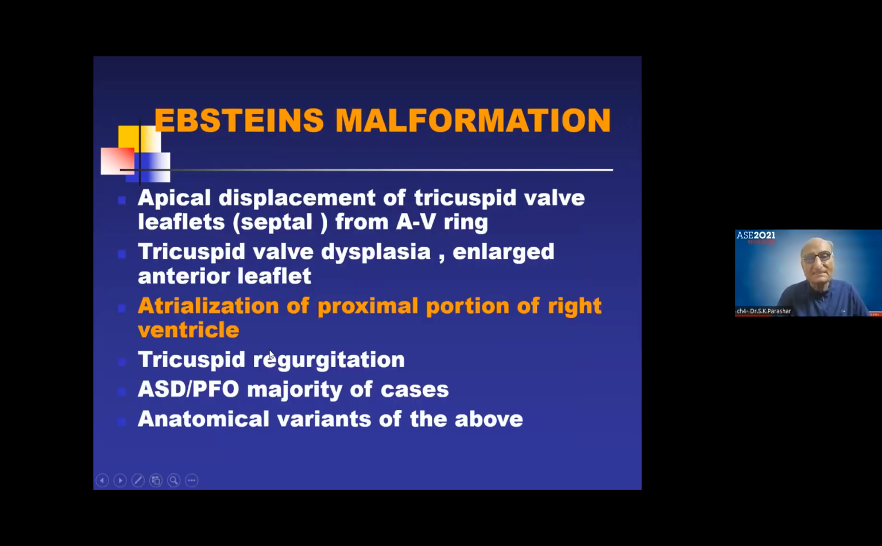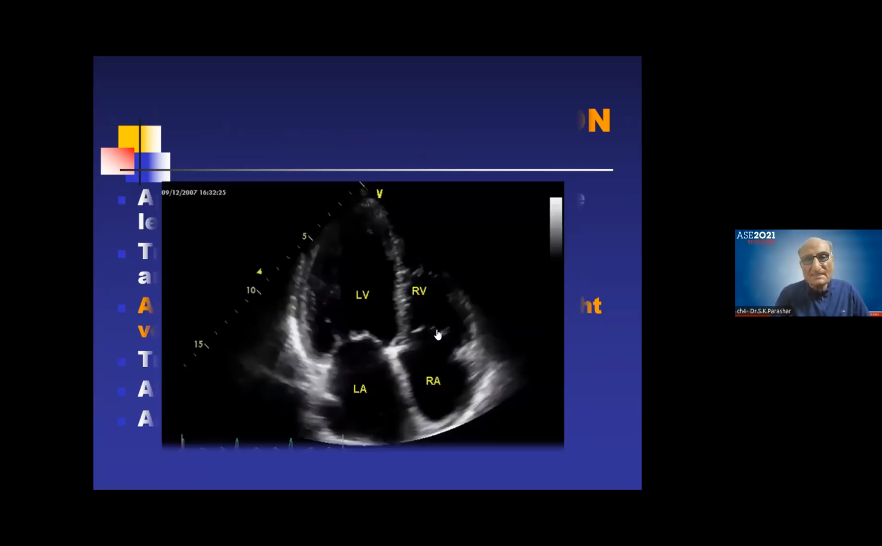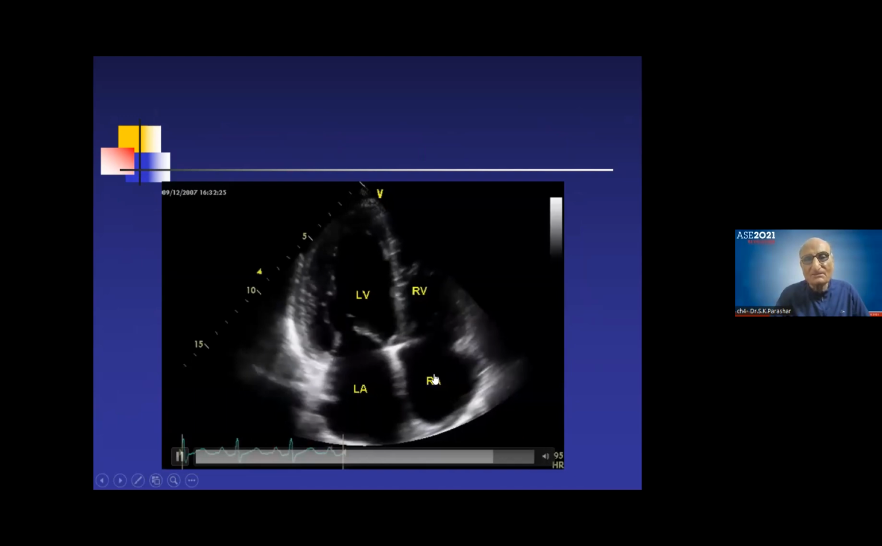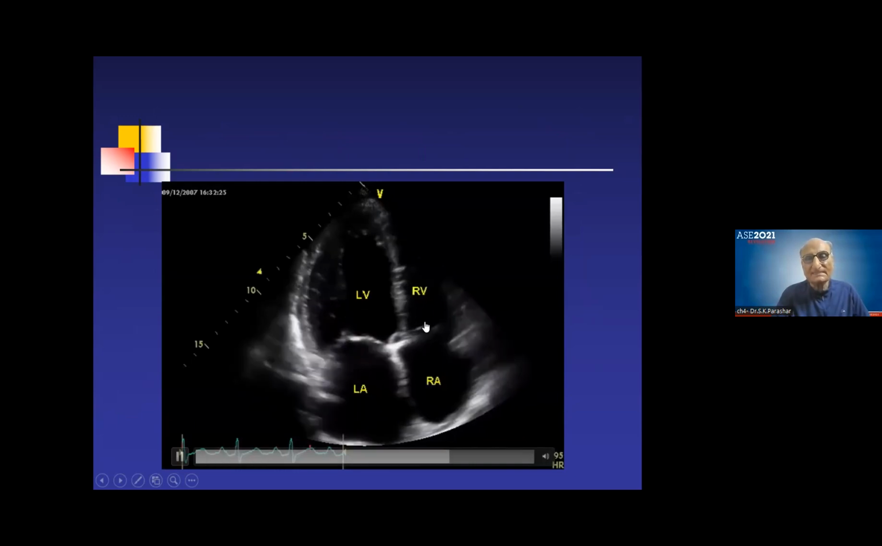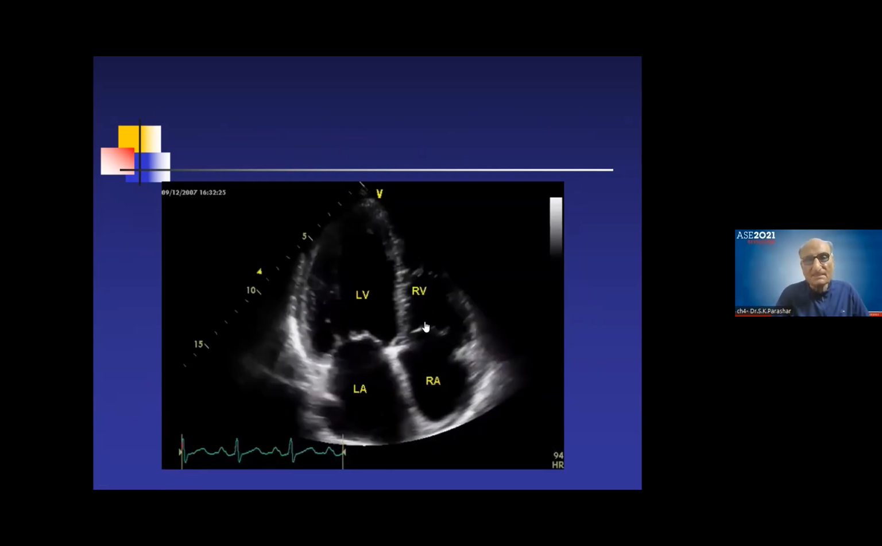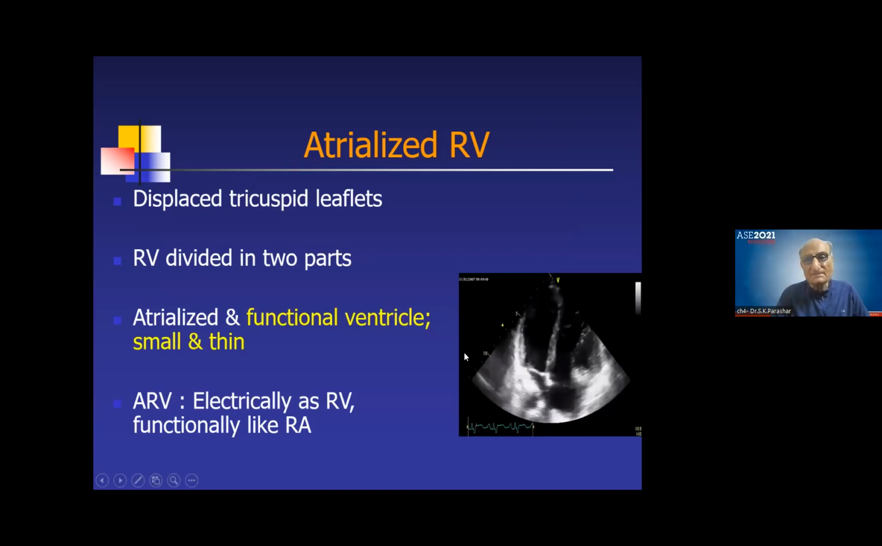Third is atrialization of the proximal portion of the right ventricle. Now again coming to the normal, the right atrium is usually behind or superior to the tricuspid annulus. These are the tricuspid leaflets which are attached to the tricuspid annulus, and any structure behind or superior to the tricuspid leaflets is the right atrium, and there is nothing in the right ventricle. Now here you see in an atrialized ventricle, there is a displacement of the leaflets. RV is divided into two parts. One is a true RV and one is an atrialized RV.